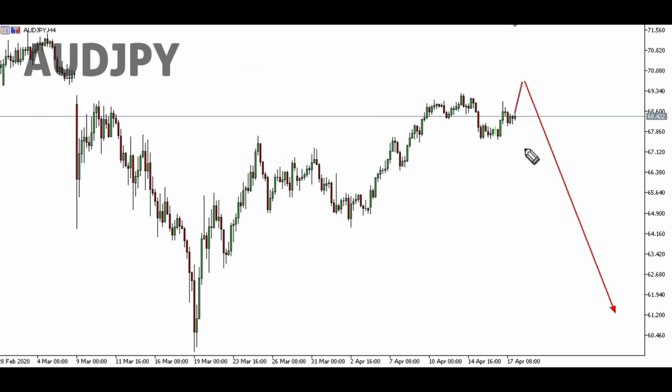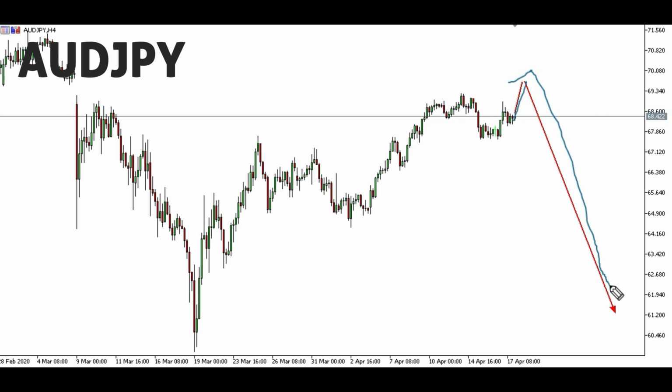AUDJPY. AUDJPY, we're expecting a movement of about 700 pips from this level until this level. This next week, we're looking forward to pushing up to this level. Then look for an entry to sell all the way down to this level here. We're not looking forward to buying this movement. We ignore this movement, then wait for this sell all the way until this level. That's for AUDJPY. Our bias is down.